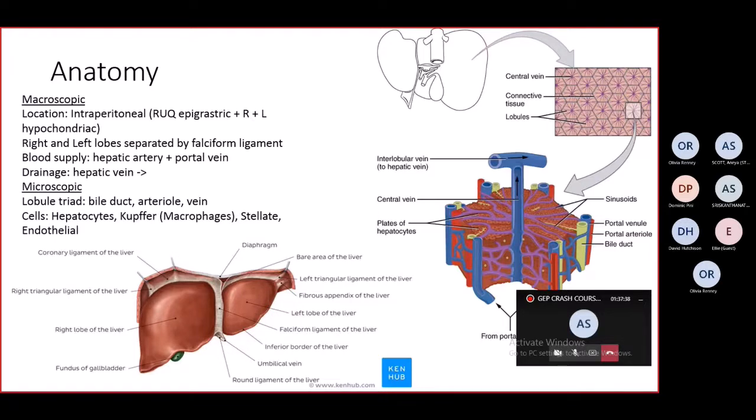There's also quite a few ligaments, as we can see on the screen here. But the most important one to note is the falciform ligament. So this is the one here that separates the right and the left lobes. And then the coronary ligament is at the top here.